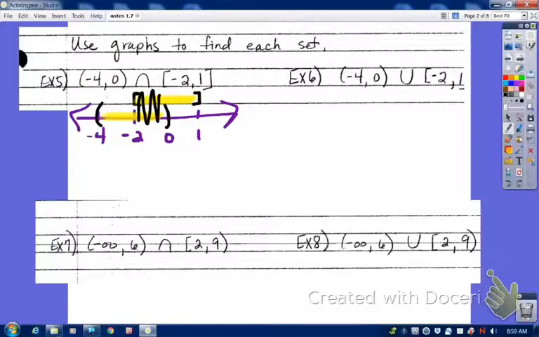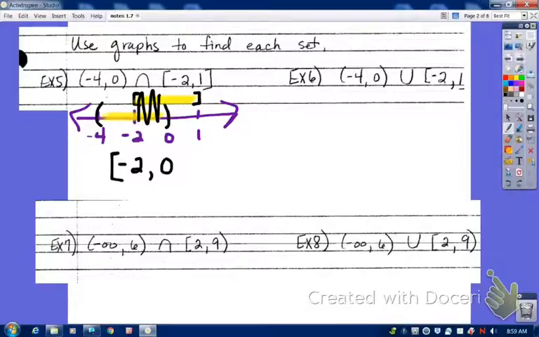And Abby says -2 to 0. I'll agree with that. Do both graphs have -2? Does the bottom graph have -2 shaded? Yes. Does the top graph have -2 shaded? Yes, because of the bracket. So I put a bracket on -2.